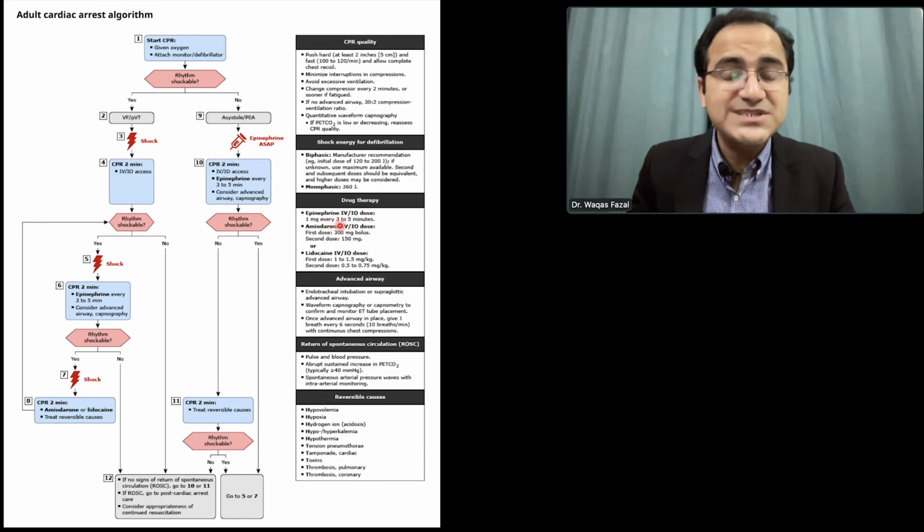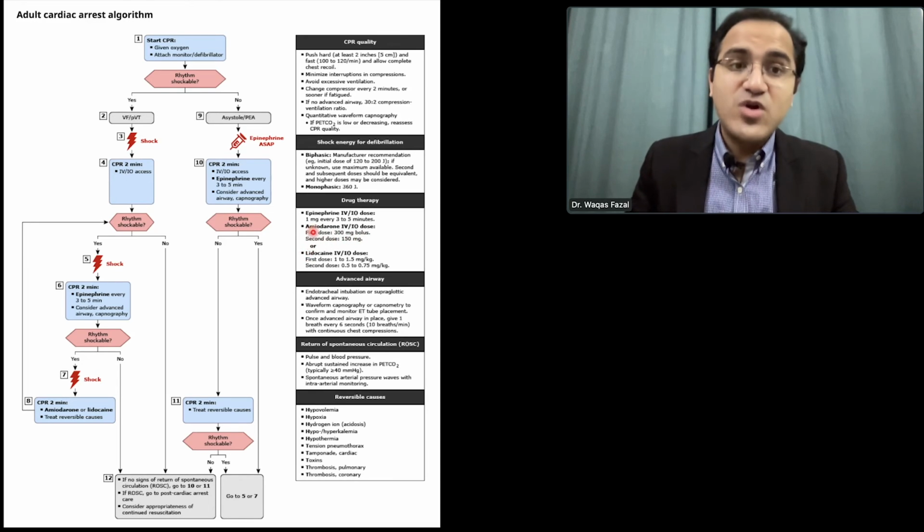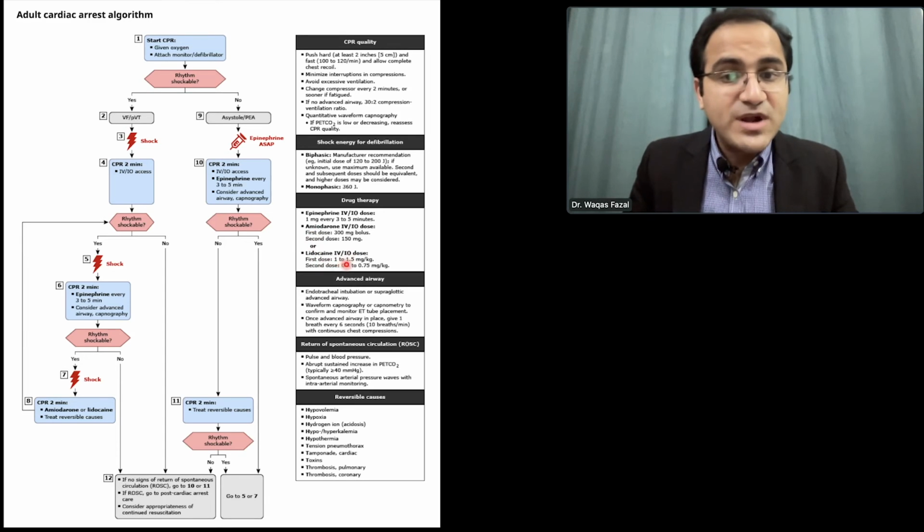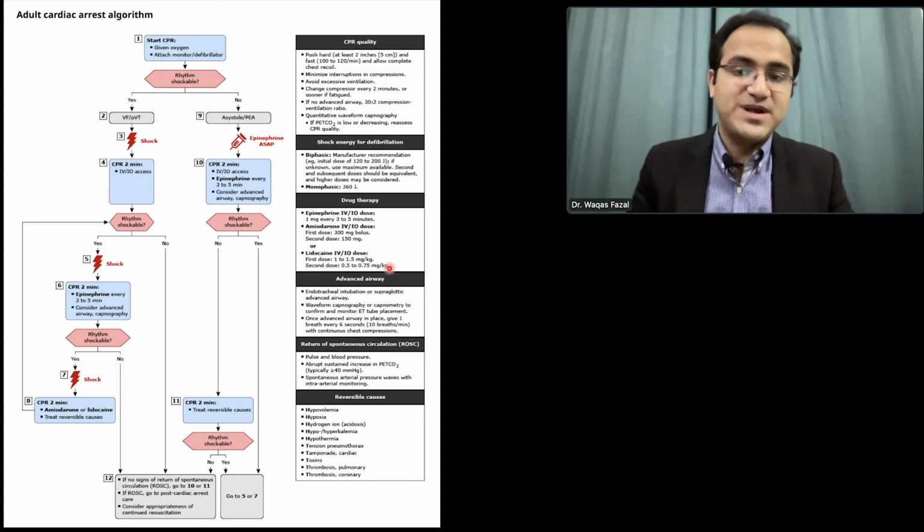Epinephrine is 1 mg every 3 to 5 minutes. Amiodarone: first dose is 300 mg bolus, second dose is 150 mg. Or if you are not giving amiodarone, you can give lidocaine IV. First dose 1 to 1.5 mg per kg. Second dose 0.5 to 0.75 mg per kg.